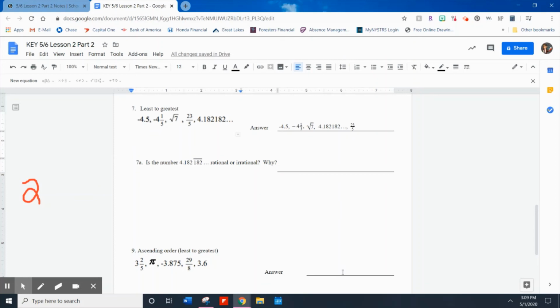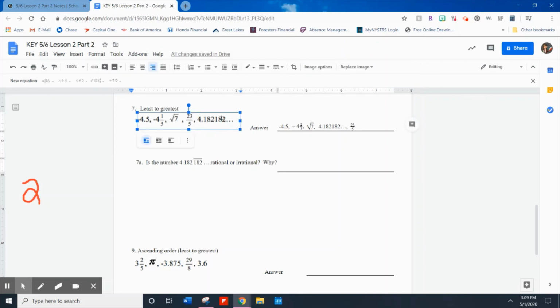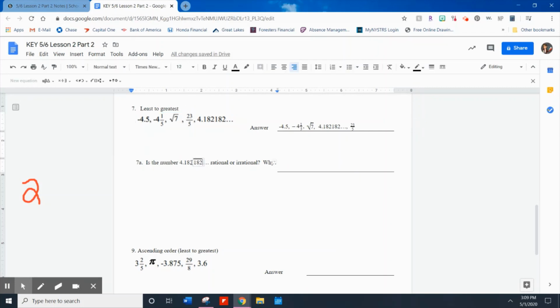Okay, 7a is asking you about rational and irrational. It says, is the number 4.182182 with the bar above it, dot, dot, dot, rational or irrational, and why? So up here, there's no way for us to tell if that's actually going to repeat or not, because there's no math symbol to tell us that. Down here, there is. It says that this is going to repeat. It's going to go 182, 182, 182, and so on and so forth.